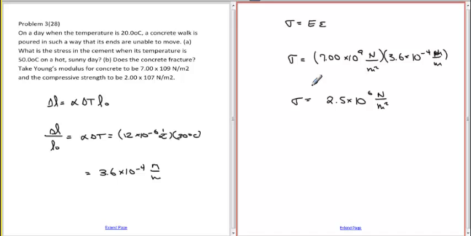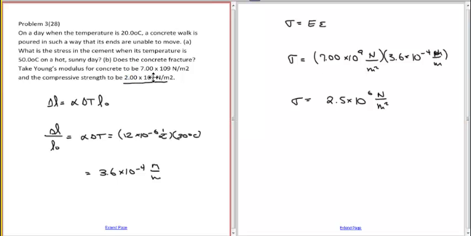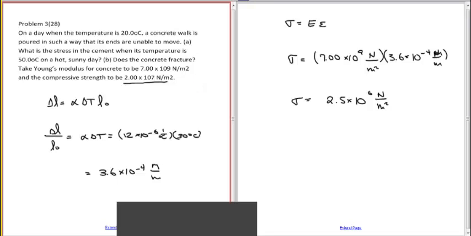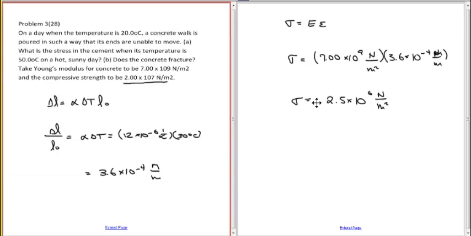Is that right? 1, 2, 3, 4, 5, 6. Now the compressive strength is 2 times 10 to the 7th. Because this is less than that, we should be okay. If this were greater than that, it would fracture. I'm just making sure, so we check the answer here. Yeah, okay, so that's good. So this is the correct answer.